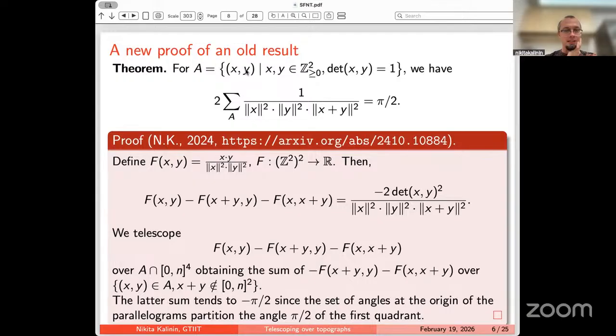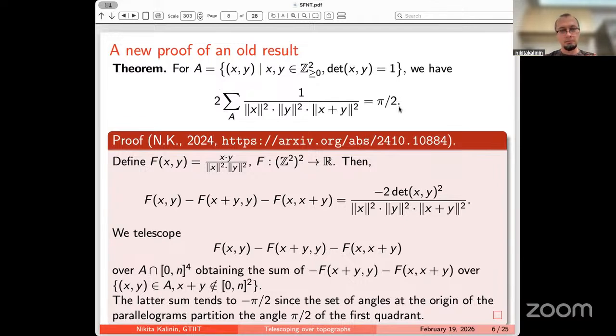Okay, so let's prove this theorem. So we have the set of all vectors in the first quadrant such that the determinant is 1. So these pairs of vectors, they represent parallelograms of area 1. And then if you take a sum over all these parallelograms, and you take the length of the sides and the length of the diagonal squared, then twice the sum will be pi over 2.